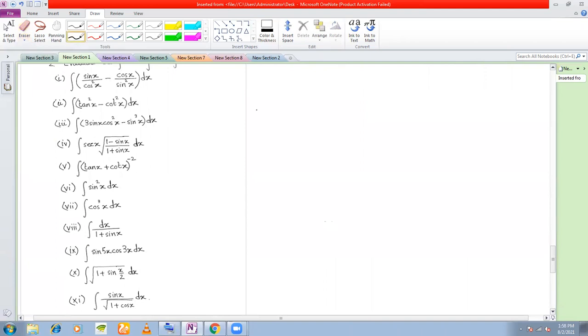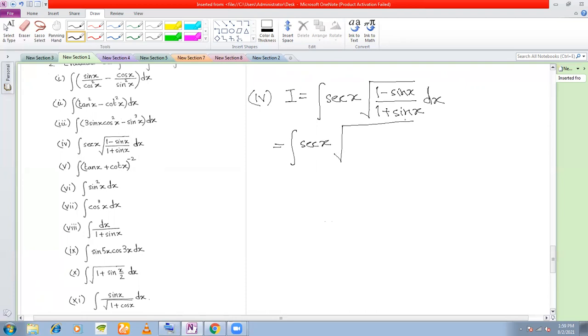Next one is part 4. I is equal to integral sec x root 1 minus sin x divided by 1 plus sin x. In order to remove the radical, what you do is within the radical, you multiply the numerator and denominator by 1 minus sin x. So 1 minus sin x, you are multiplying by numerator and denominator.